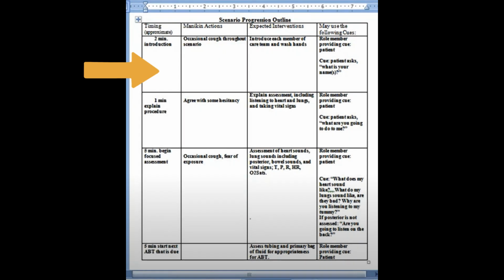The expected progression of the nursing encounter begins with introductions and making the patient comfortable. There are actions and verbal cues that are expected by all parties during the training.